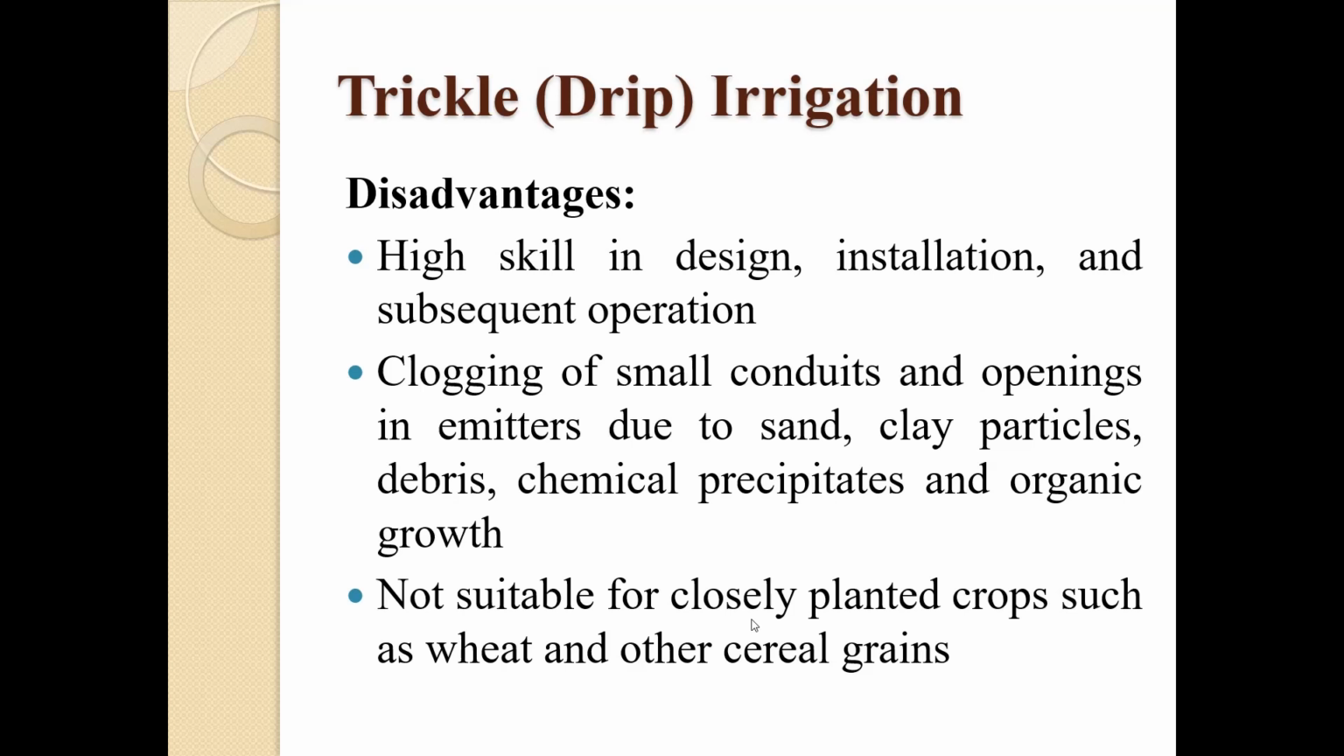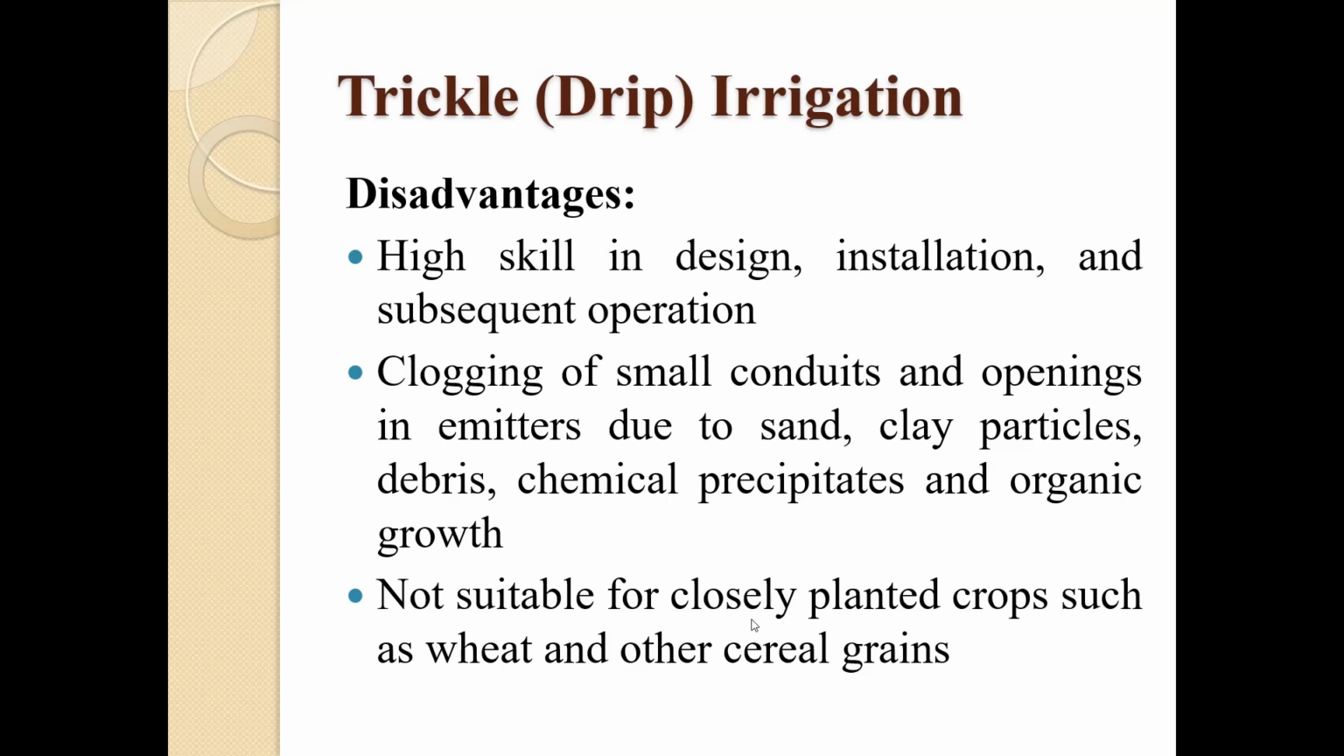So it is quite possible that the small conduits or small openings in emitters may be clogged due to some sand particles, clay particles, some debris, or because we are supplying fertilizers through it. Or in case of hard water, some chemical precipitations can be there. So the conduits or the openings may clog.